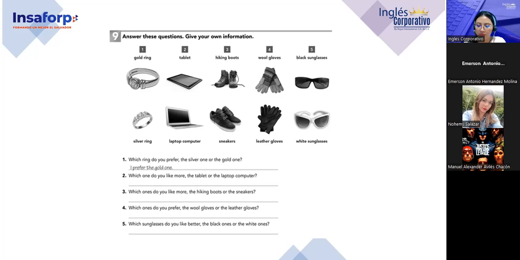Manuel Alexander, which ones do you like more, the hiking boots or the sneakers? I prefer the sneakers. Okay, interesting.